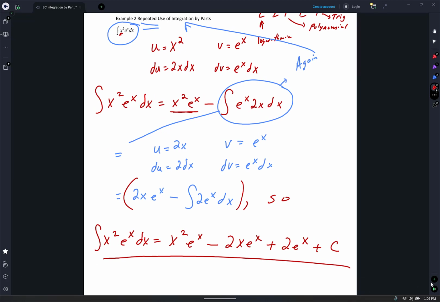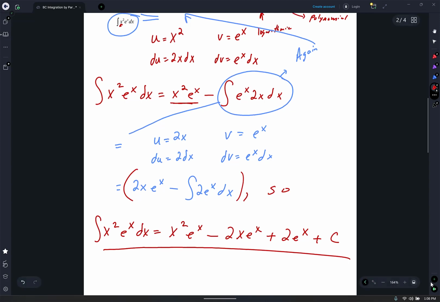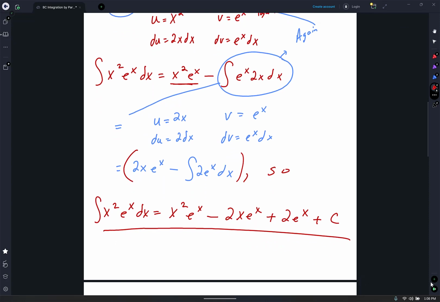Nope, nothing's combined because there are no like terms. How do you feel? Cool, right? What is this called? Integration by parts. Okay, all right, let's go to the next one.